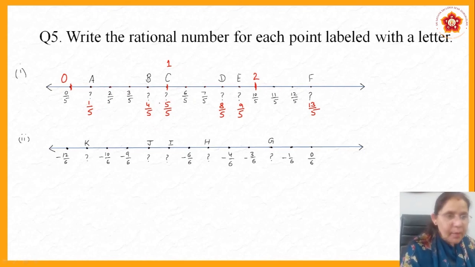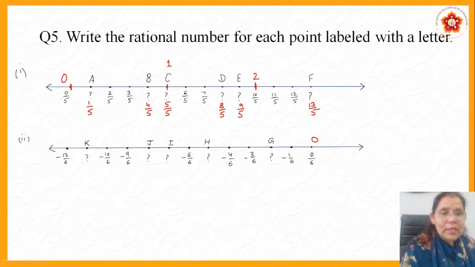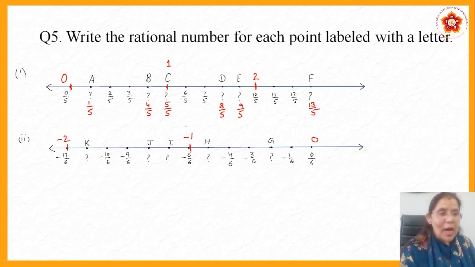Now same way, second part, only in this case, it is towards the left of 0. This point is 0. Let's find where is minus 1. In this case, you can see, this is minus 1 because it is minus 6 by 6. And minus 12 by 6 is minus 2. Even if you don't write minus 1 and minus 2, then also you will get the answer. But it is always better to mark the consecutive integers.